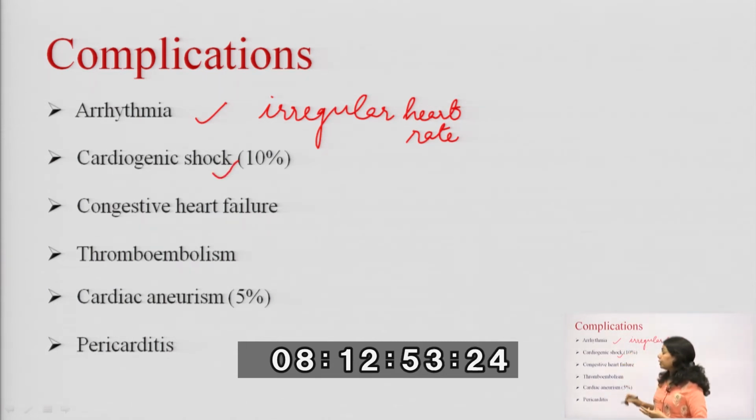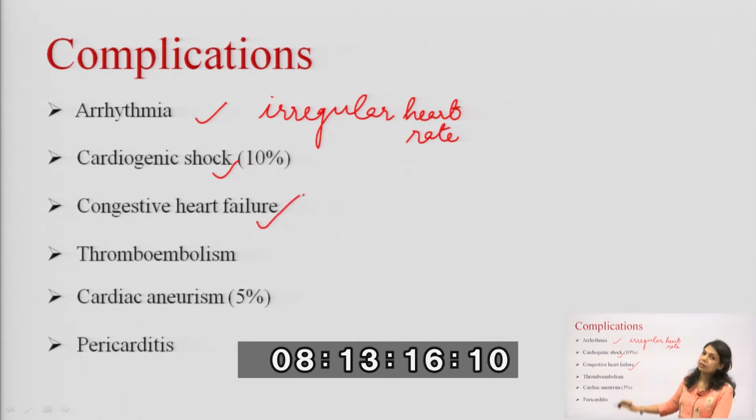Then cardiogenic shock. Cardiogenic shock means that suddenly there is a shock condition and the heart is not able to pump sufficient blood. So, such a condition may occur to the patient. Then there is congestive heart failure. In congestive heart failure, the heart is not able to pump proper blood to meet the body's demand.